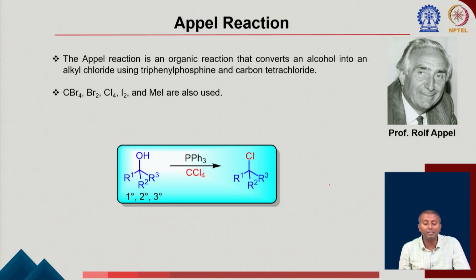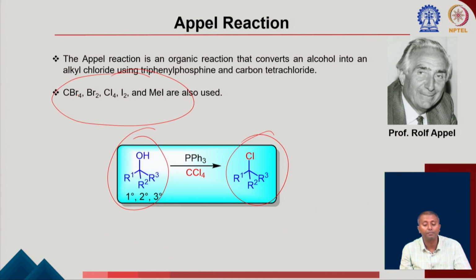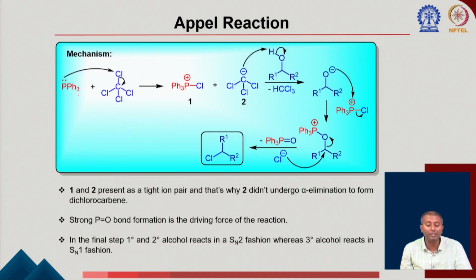The other important reaction is the Appel reaction, which is again where you are able to convert the corresponding secondary or primary alcohol to the corresponding alkyl halide using triphenylphosphine, and you can use CCl4 or CBr4 or Br2. There are several different variations of that. Again, this is a very important reaction. You can see mechanistically what is happening here.